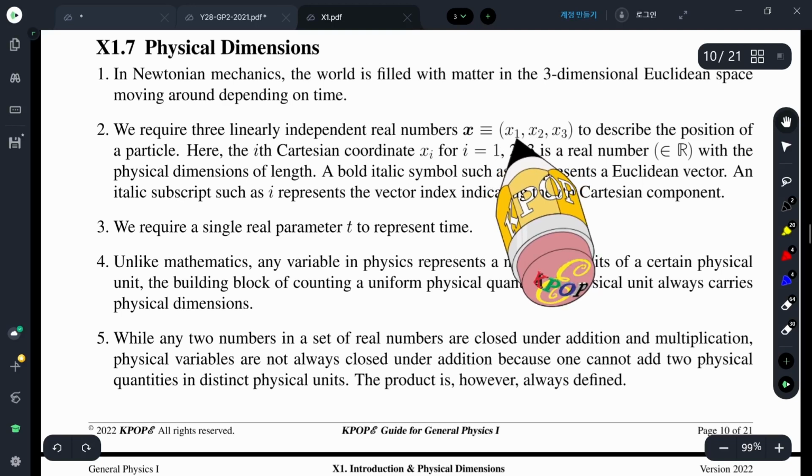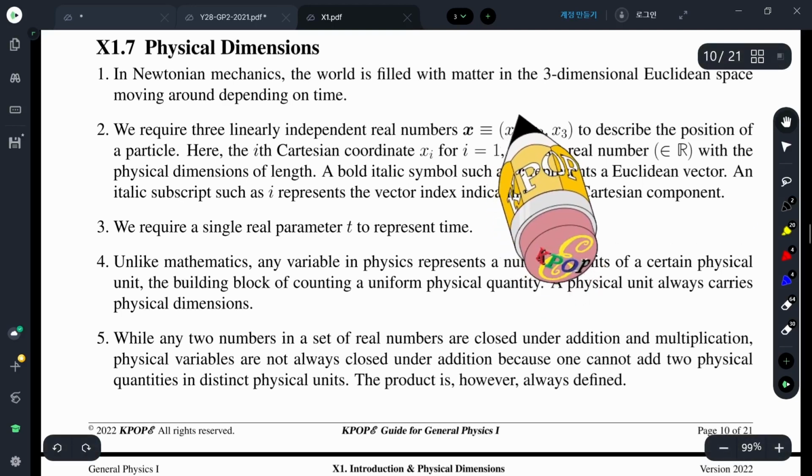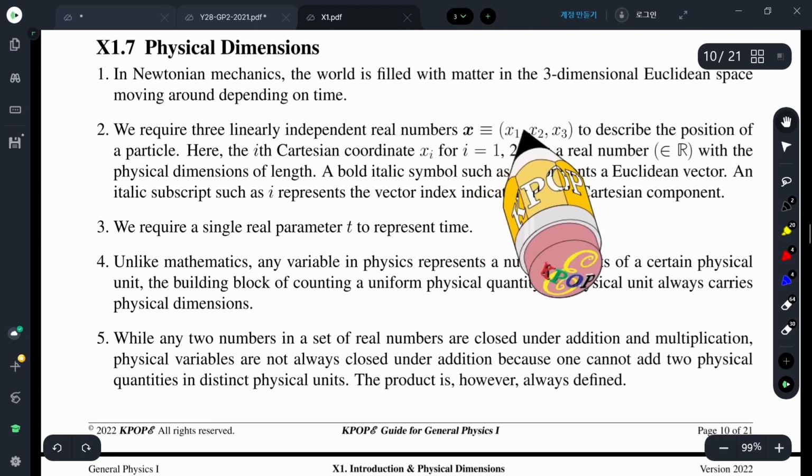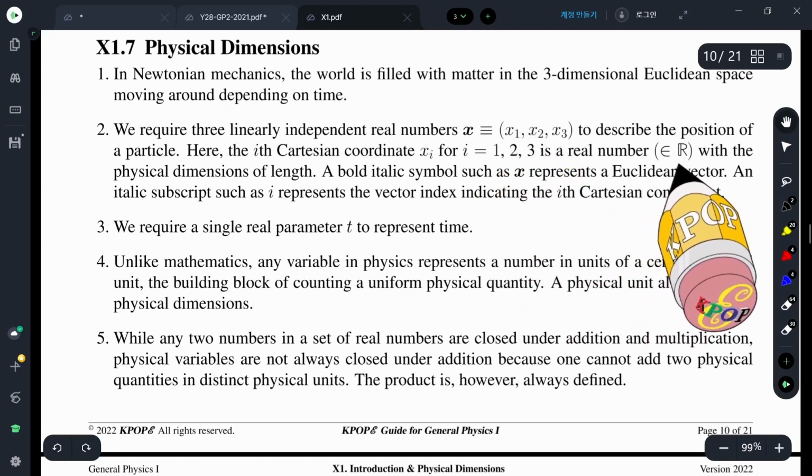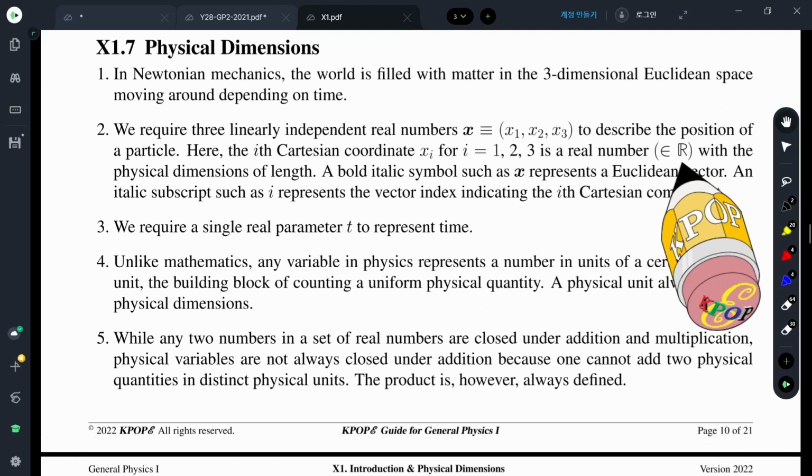If you write down a variable, first you have to write it in italic form. That italic form is called the physical variable, and it has its own dimensionless number in it. In addition, it contains its own physical unit.